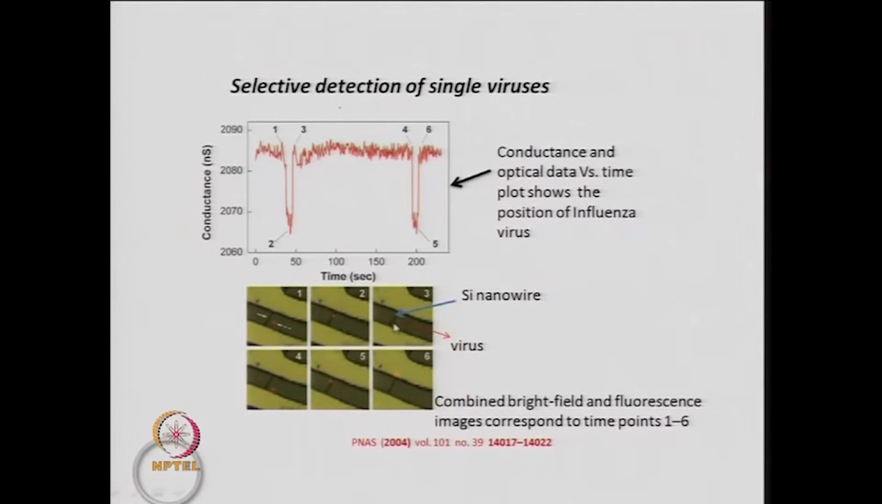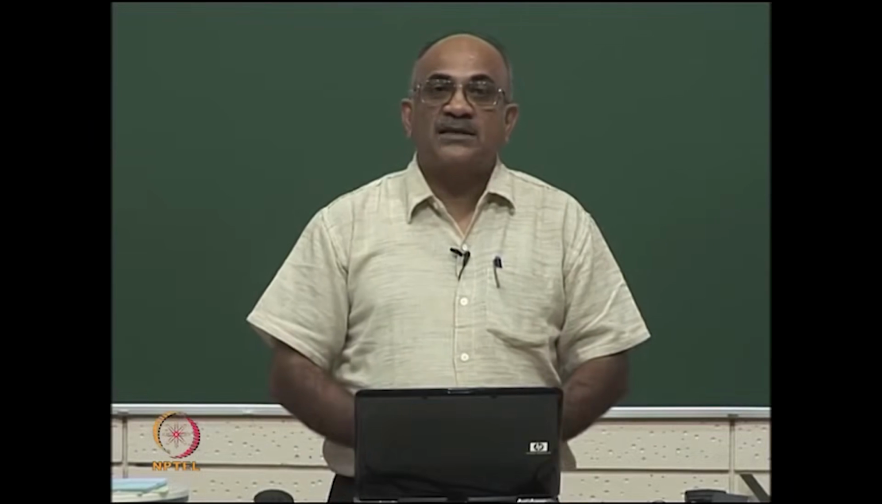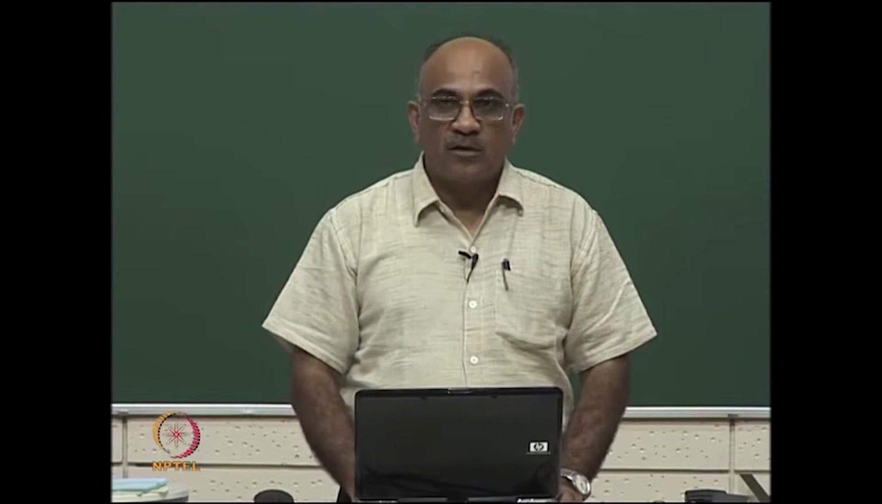So, this is a silicon nanowire, and this red dot is the virus. So, when the virus is on the wire, that is point 2, you get a signal. When the virus is not on the nanowire, that is point 3, you do not have a signal. So, this kind of thing is very well known in the current age of nanotechnology, and nanowires have played a very important role in this.